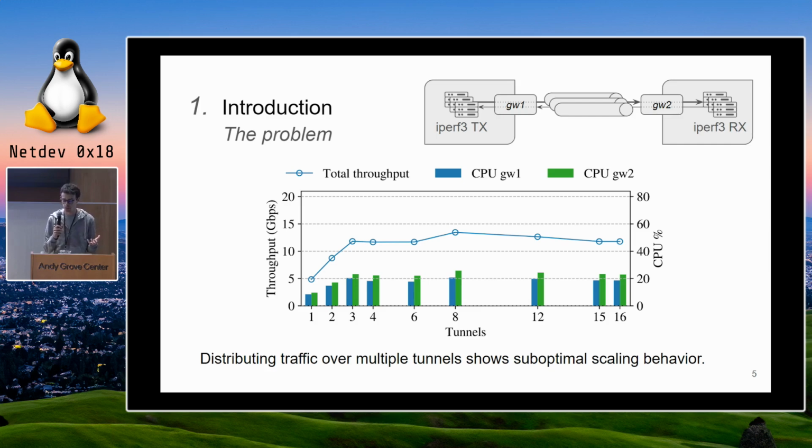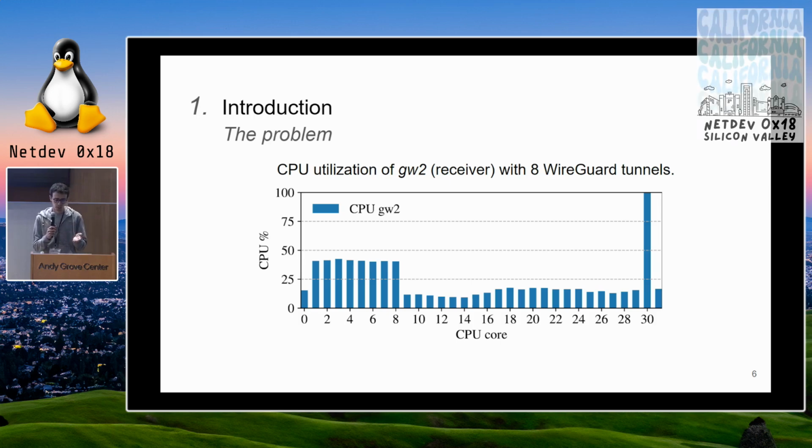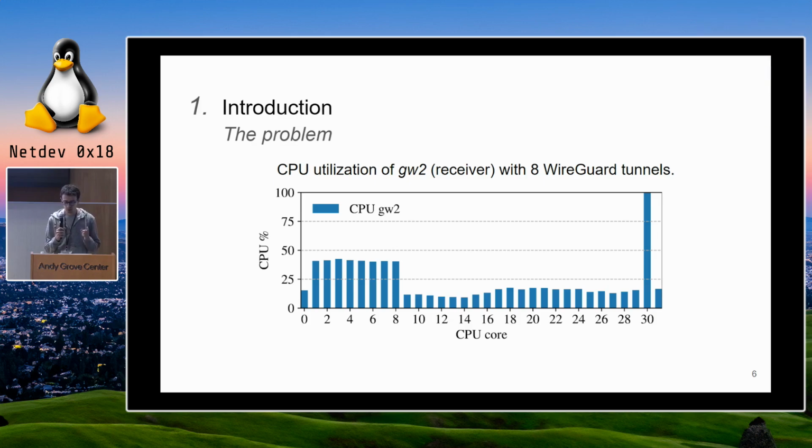If we zoom in onto the CPU utilization on a per core basis for the receiving gateway, we see that the problem is that this utilization is in fact not evenly spread across all of the available cores. In fact, as you can see, we have one core which is just pinned at 100%, which is realistically bottlenecking the entire pipeline.